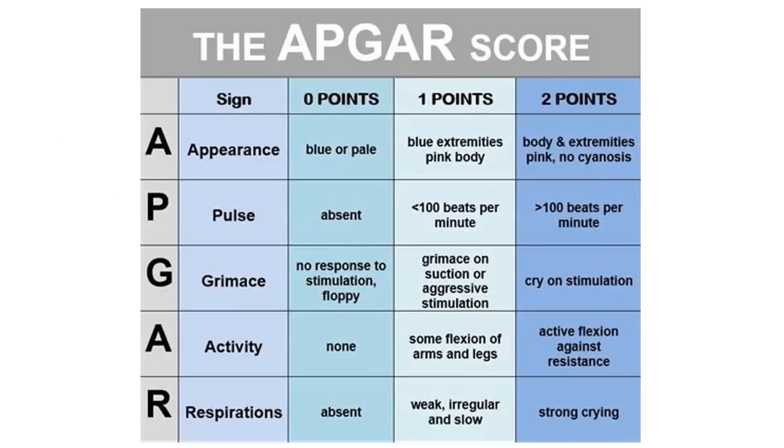Here is the scoring chart. Okay, what are the dimensions? Appearance, pulse, grimace, activity, respiration. So we also call it Apgar based on these 5 dimensions. Okay, it is also the surname of the founder, or basically whoever made this scale. And also the five dimensions it has: appearance, pulse, grimace, activity, and respirations.